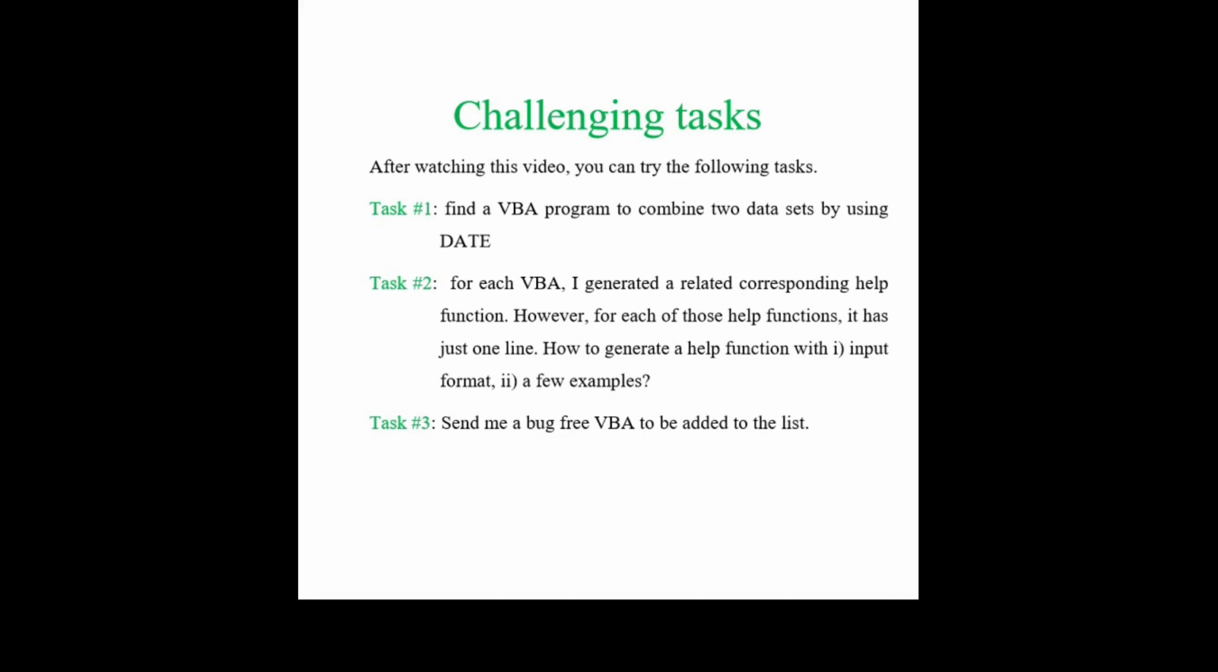Task number 1. Find a VBA program to combine two datasets by using date. Task number 2. For each VBA function, I have generated a corresponding help function, for example NPV2 and NPV2 help. However, each of those help functions has just one line. How do you generate a help function with multiple lines? The first line will be the input format, and the rest will be a few examples. Task number 3. Send me a bug-free VBA to be added to the list.